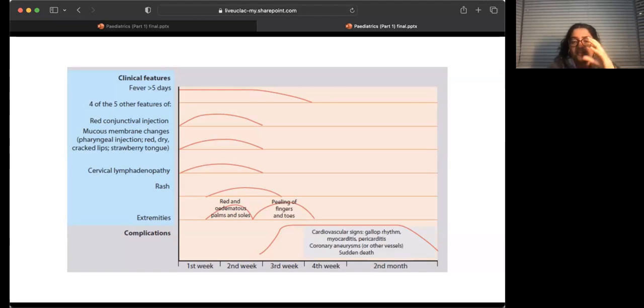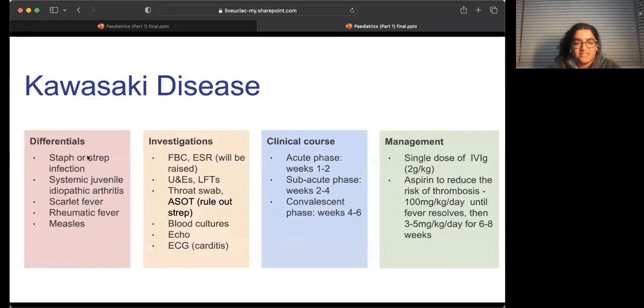So the signature thing to remember for Kawasaki's disease is the fever greater than 5 days, and it also helped me differentiate Kawasaki's from the rest of these differentials, like scarlet fever, which is the one I got confused with the most because of the strawberry tongue. And then in terms of investigation, you can't pick it up necessarily, but you can rule it out by ruling out all these other differentials, or as many of them as you can.